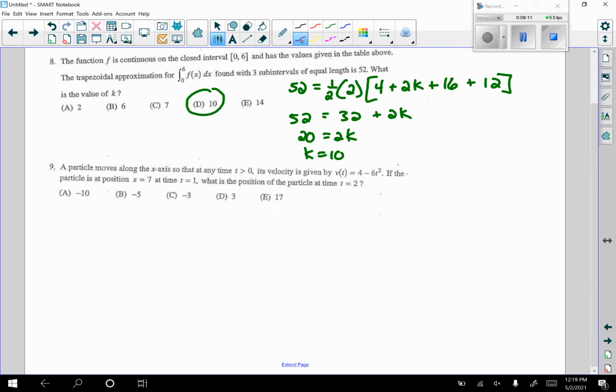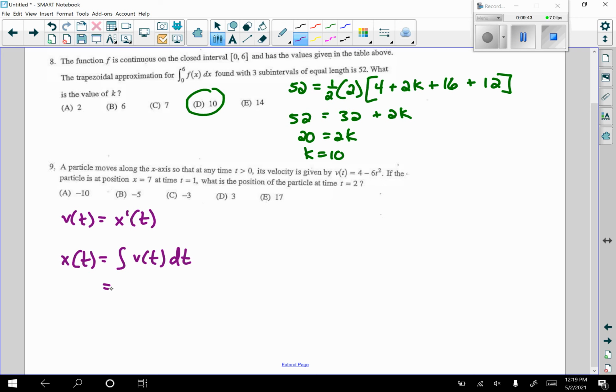Number 9, a particle moves along the x-axis so that at any time t greater than 0, its velocity is given by this function here. If the particle is at position x equals 7 at time t equals 1, what is the position of the particle at time t equals 2? So all we have to do is know that v of t is equal, we'll use x of t. So to work backwards, we're just going to take the antiderivative. So x of t is going to be the integral of v of t dt.